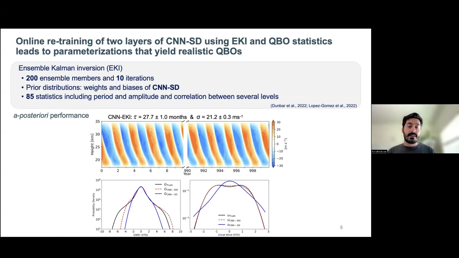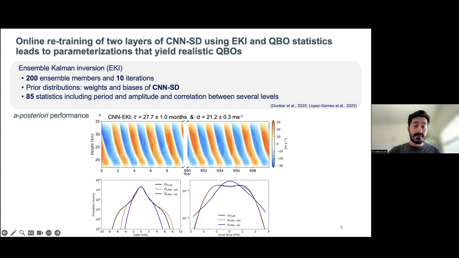And I should mention that the performance of the EKI actually depends strongly on the choices of these hyperparameters. For example, we started by using only 2 statistics, including QBO period and amplitude, but the system and the parameters are under constraint. So we were getting many different oscillations that were not realistic, including an upward propagating QBO. So we ended up adding cross correlation between several different levels, which turned out to be very important to capture the downward propagation of the QBO.